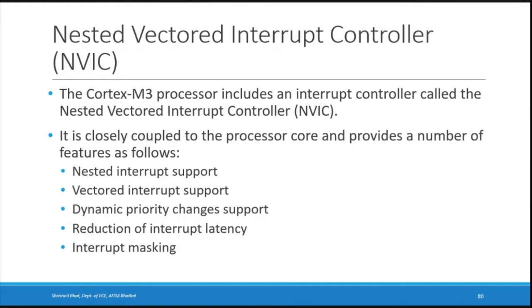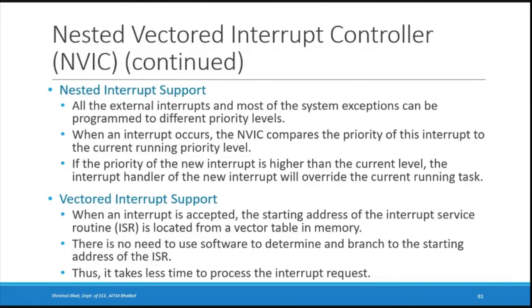What is nested interrupt support? Nested interrupt means an interrupt within an interrupt. Suppose an interrupt is being served, and while the interrupt service routine is being executed, another interrupt occurs which is of a higher priority than the presently servicing interrupt. In that case, the presently served interrupt service routine will be kept on hold, and the newly arrived interrupt will be served. That means when an interrupt is being serviced, another interrupt is accepted and served. That is called nested interrupt support.